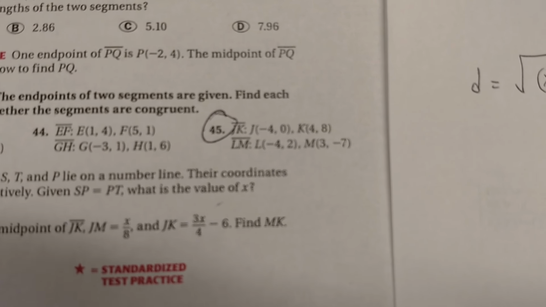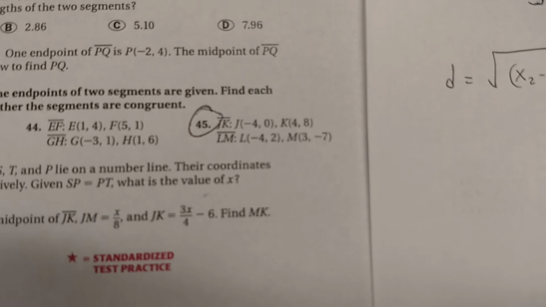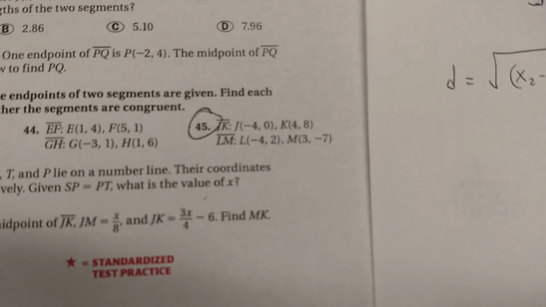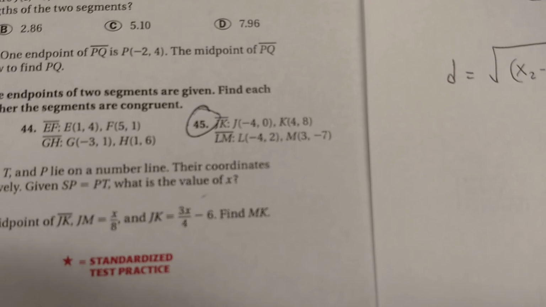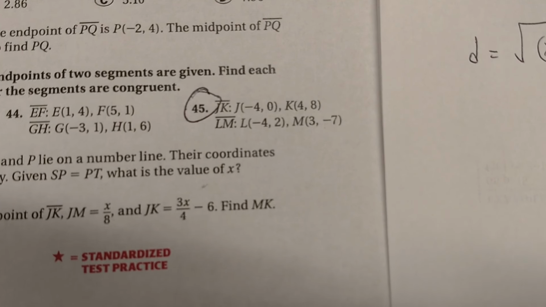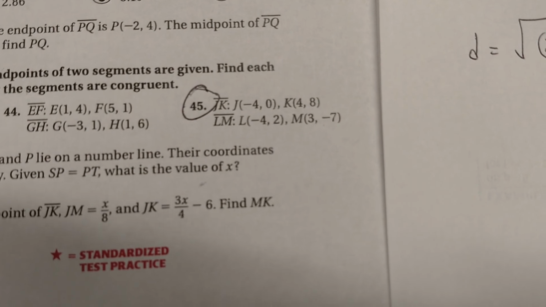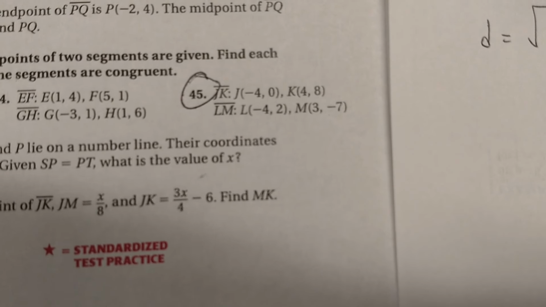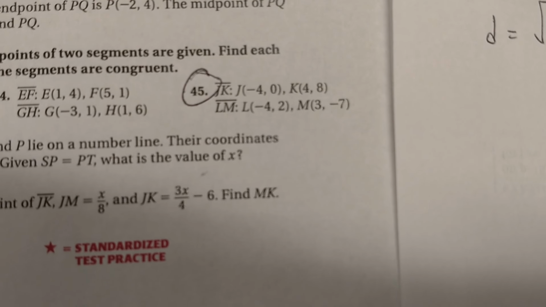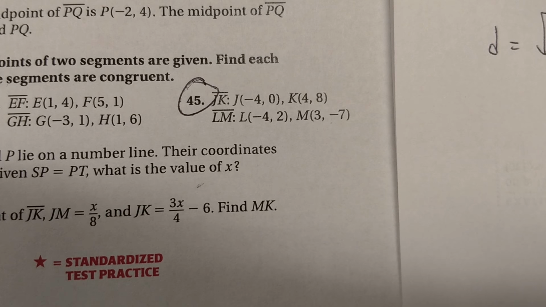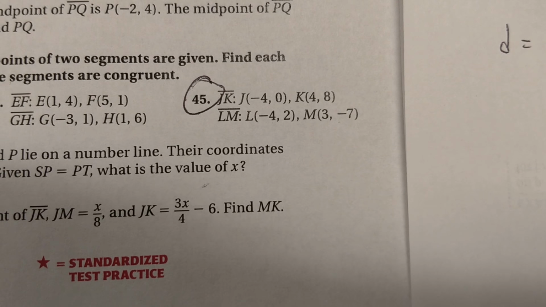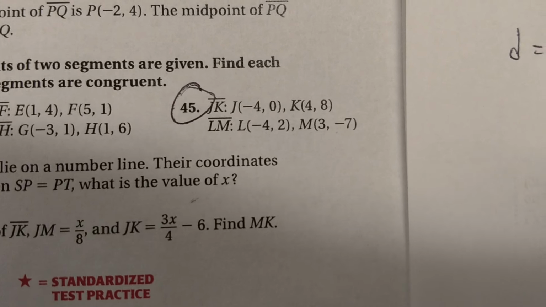Look at comparing line segments, and we're going to use number 45 to do that. In number 45 you see that we're given two different line segments. We have the endpoints of those line segments, JK and LM. What we don't know are the distances of those two line segments. If we did, we could very easily compare them and say, yeah, one of them is longer than the other.